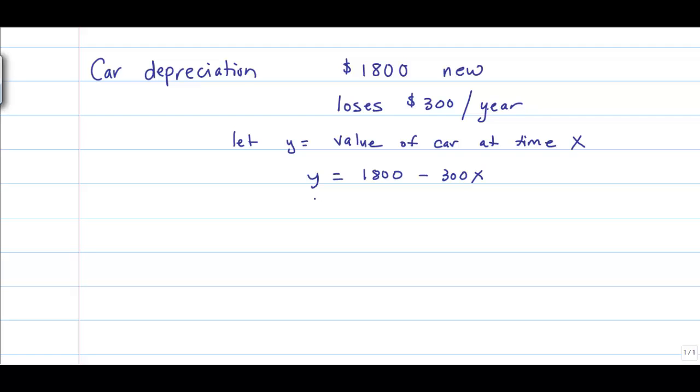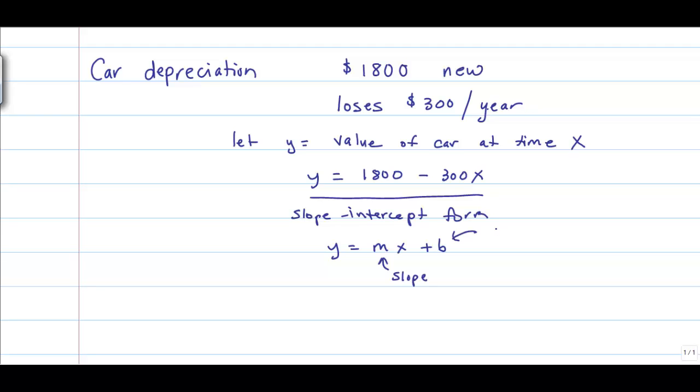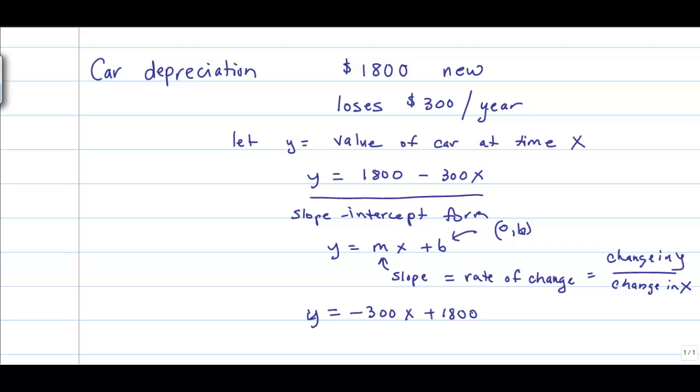This, however, isn't in the form that we're used to. We usually write things in slope-intercept form. That is, y equals mx plus b, where m is the slope and b is the y-intercept. Remember, the slope is the rate of change, or the change in y divided by the change in x. So our equation could be rewritten in the form y equals negative 300x plus 1,800.